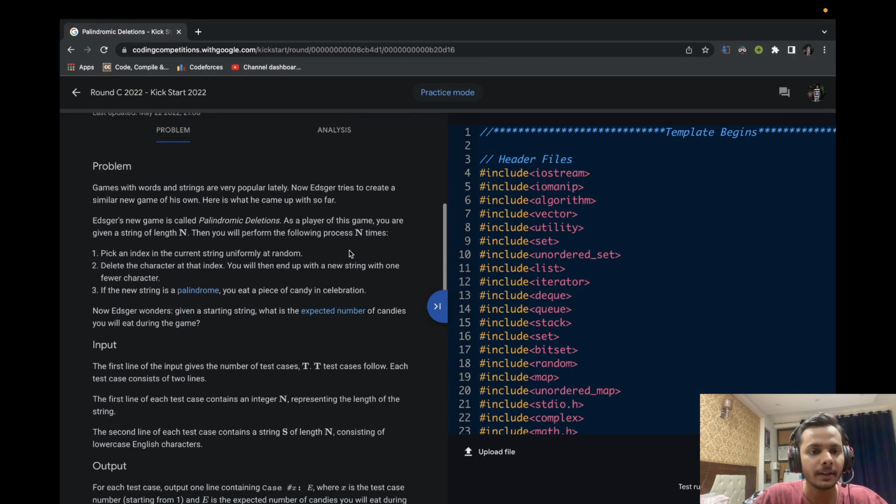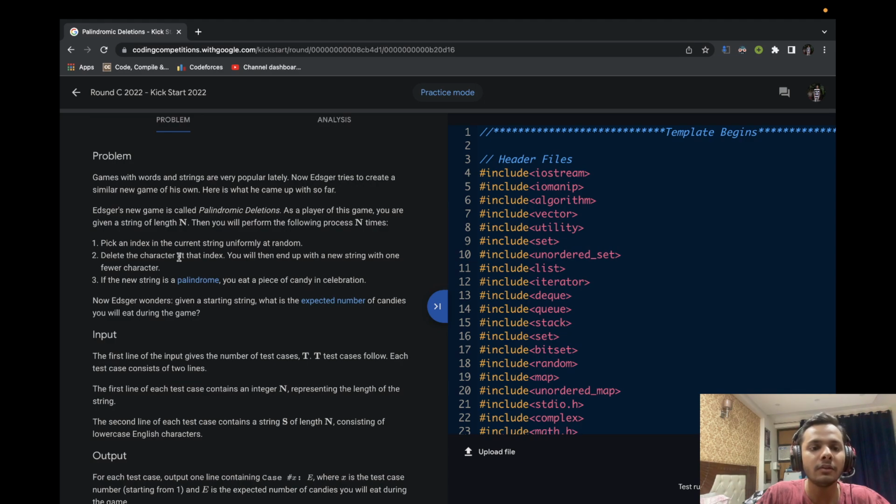Okay. All right. So in this problem, there is a guy who is playing a game called Palindromic Deletions. So as a player of this game, you are given a string of length n, and then you will perform the following process exactly n times. So you will pick an index uniformly at random from the string, and then you will delete the character at that position, and then you will end up with a new string with one fewer character, obviously. So now if the new string is a palindrome, then you basically eat a piece of candy in celebration. So that is the game.